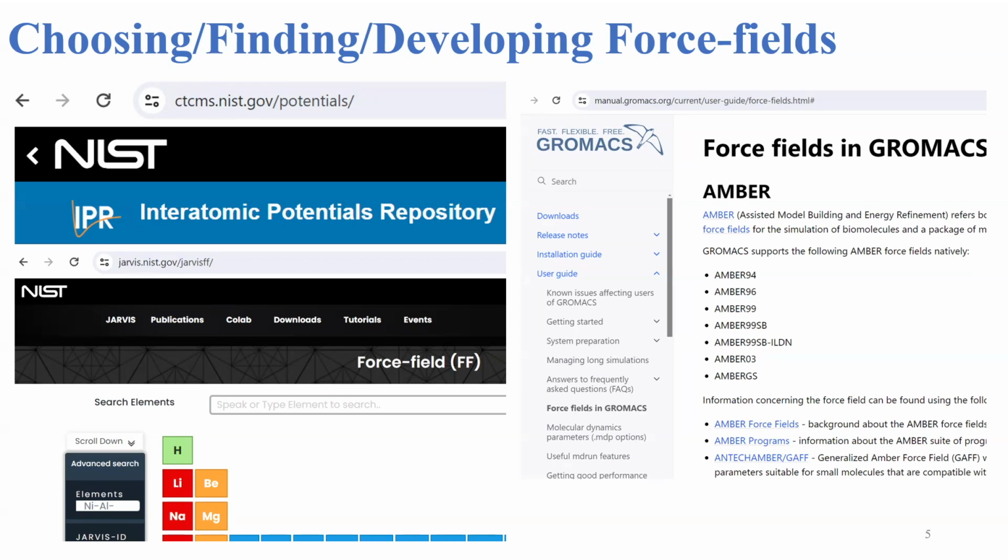Suppose you go to JARVIS-FF and click on aluminum, you will probably get 30 force fields. This is the case where we want to choose the best one, based on the properties we want to simulate, and based on the one that is closest to density functional theory or experimental data. Now, that may not be the case. Sometimes we have to develop our own force field. That will not be covered in this module, but there are cases where force fields do not exist, and in that case, students spend their entire PhD developing a force field.